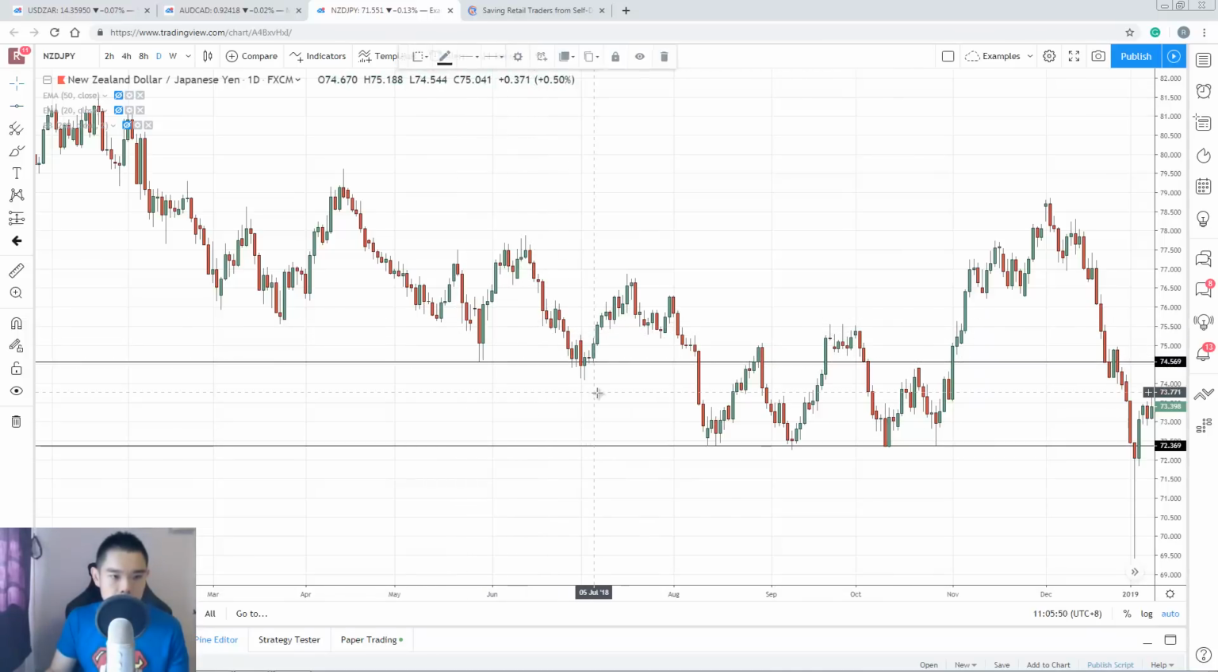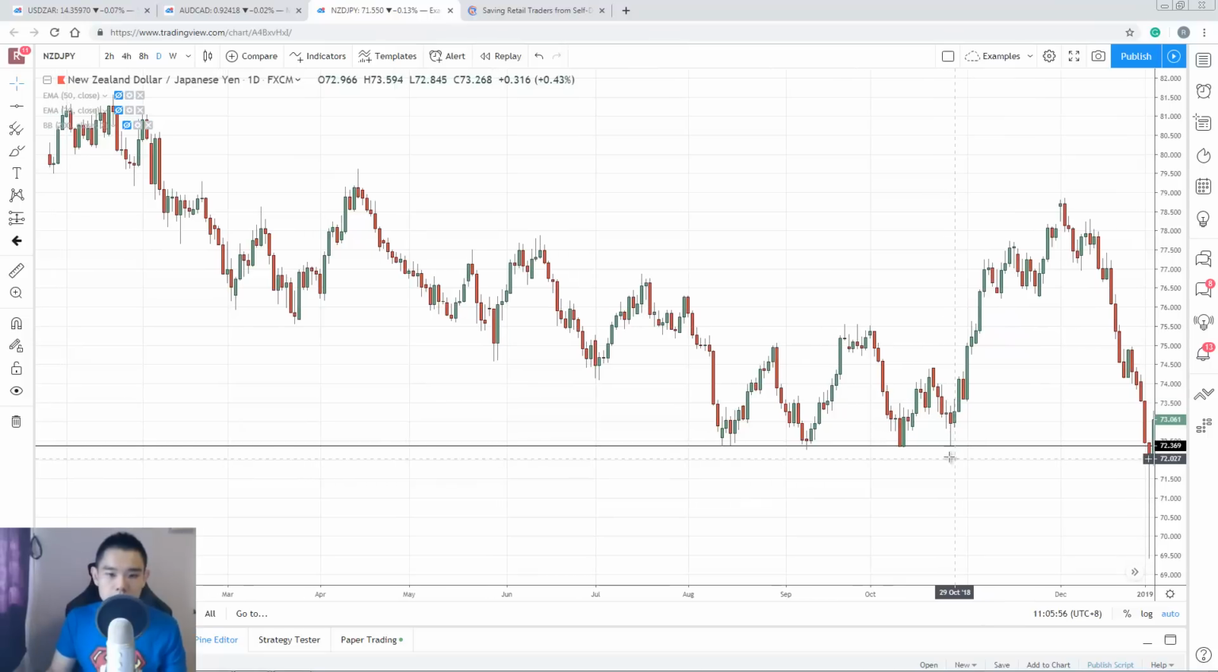Somewhere about here. Okay. But nonetheless, I want to focus on this one over here. So let me just remove this for now. So why is this a key level? Because again, if you just look at the charts, ask yourself, every time the price bounces around the 72.30 level, what happens?